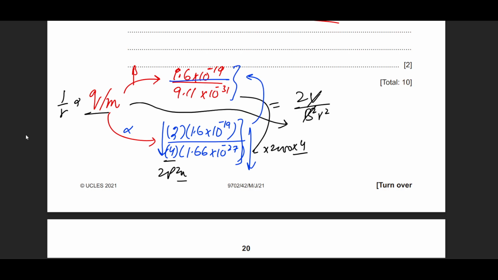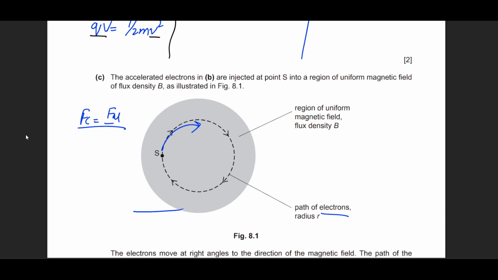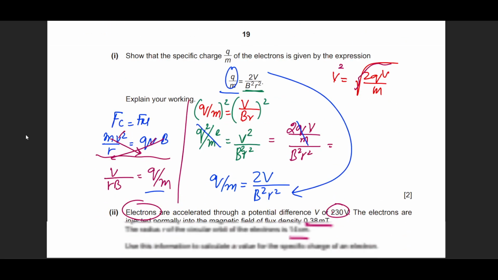You can calculate this with the calculator. You will see that it's going to be much smaller. So if Q by M is smaller, then R will be higher, which means that if you introduced an alpha particle under the same circumstances, its radius will be so high that it will cease to exist in this magnetic field. It will not be able to exist in this tiny space.